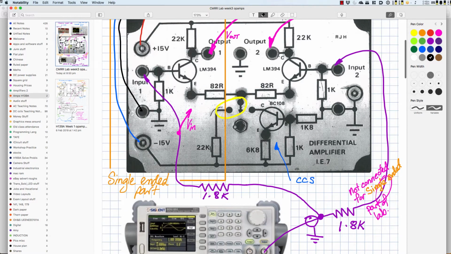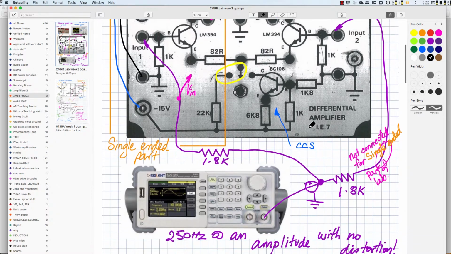I'm using 250 Hertz, and I have to set this for an amplitude which does not overdrive each of the transistors. These transistors do have quite a bit of gain in this configuration, so it turned out that I only needed about 30 or 40 millivolts coming into the base of each transistor.